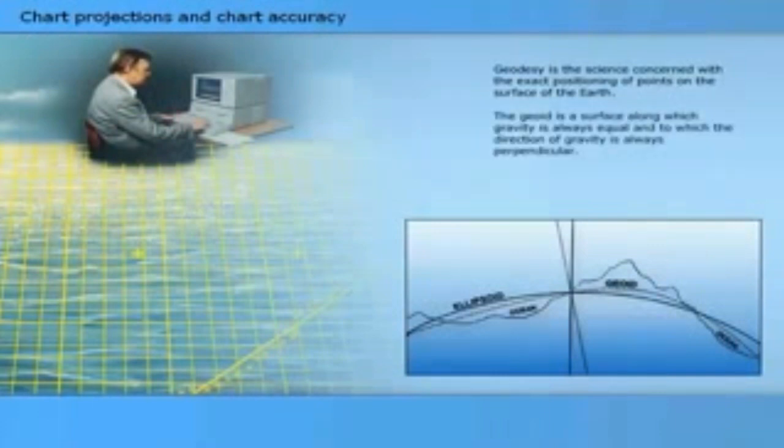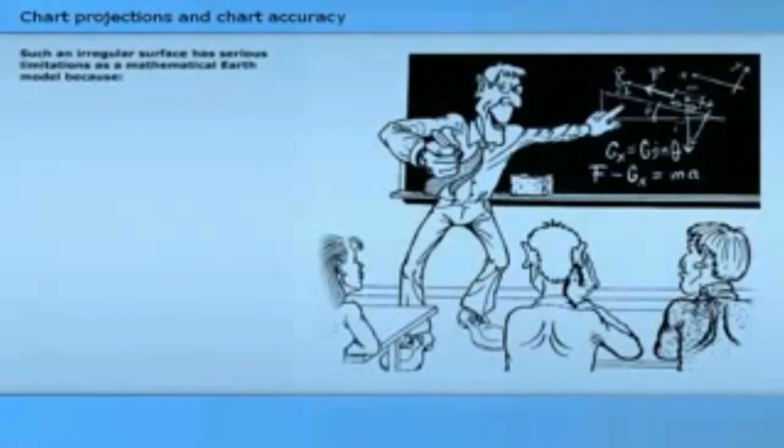The geoid is a surface along which gravity is always equal and to which the direction of gravity is always perpendicular. Since the geoid refers to the actual size and shape of the Earth, the uneven distribution of the Earth's mass makes the geoidal surface irregular. Such an irregular surface has serious limitations as a mathematical Earth model because it has no complete mathematical expression.